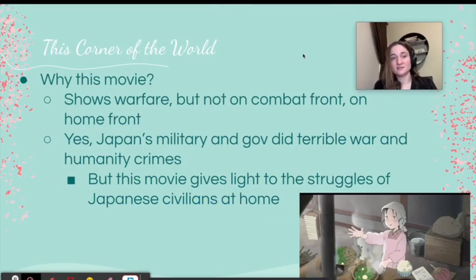All right, so in this corner of the world, why this movie? Why do we show this movie? It shows warfare, but it doesn't show warfare on a combat front, right? It shows it on the home front. Like we watched American Sniper, okay? That's in your face, like you're on the ground, you're seeing the bloodshed, the war going on. This one is more of what is happening at home? What are these women or other people who aren't in the war doing? So yes, the Japanese military and government did terrible things during the war and other humanitarian crises, but this movie really gives light to the struggles of the Japanese civilians at home.